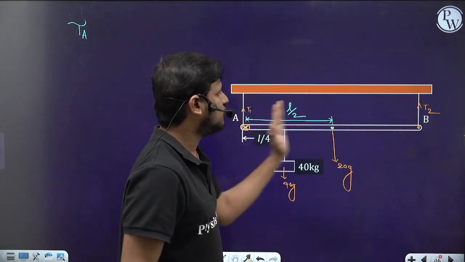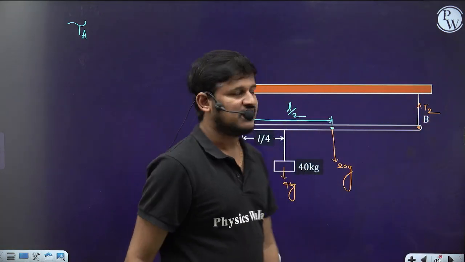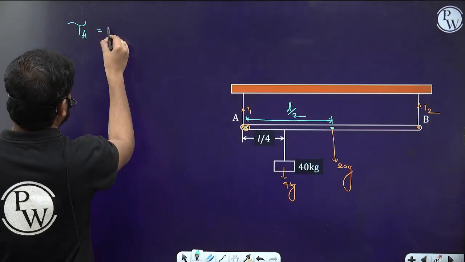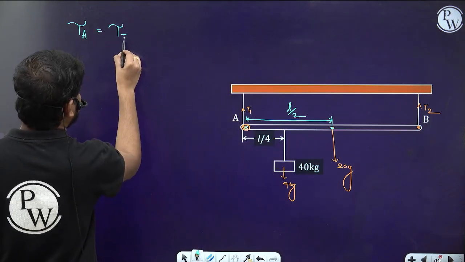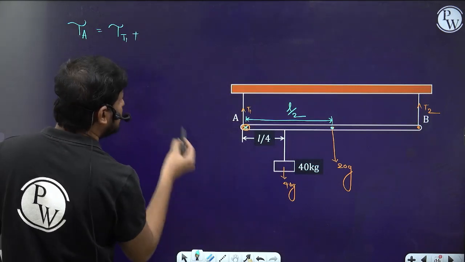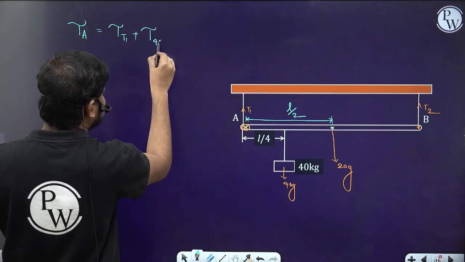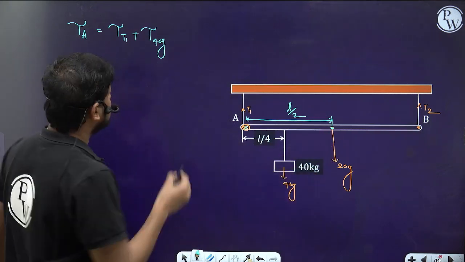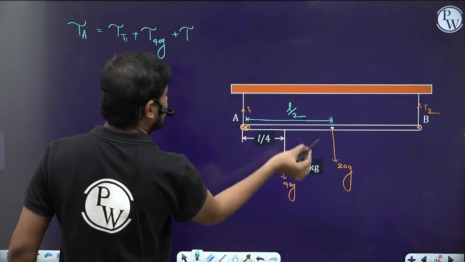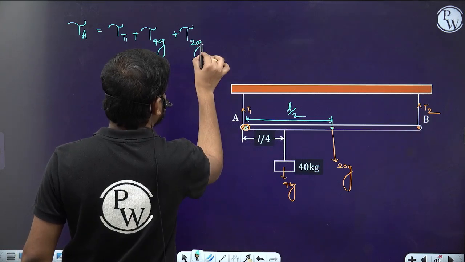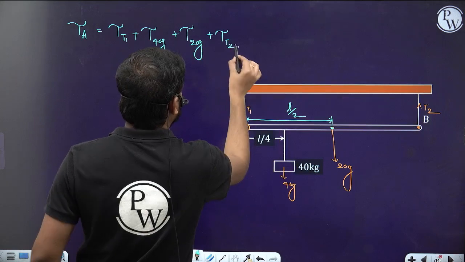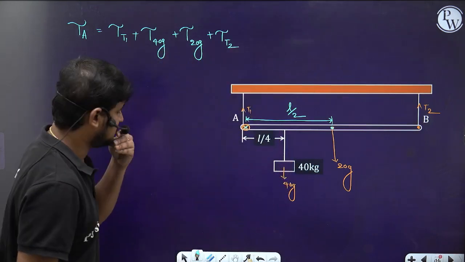From here to here, T2 will be at a distance of L. The total rod length is L. So now I am taking the torque about A. Therefore the torque due to tension T1 plus the torque due to 40G, just writing what all the torques are that can act because of all the forces, and then the torque due to 20G, and then the torque due to T2. So these are all the possible torques.